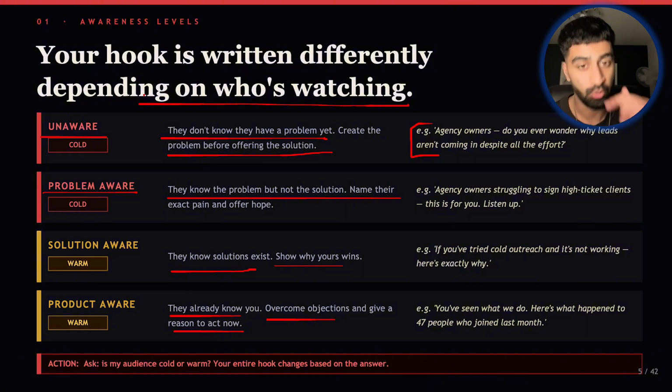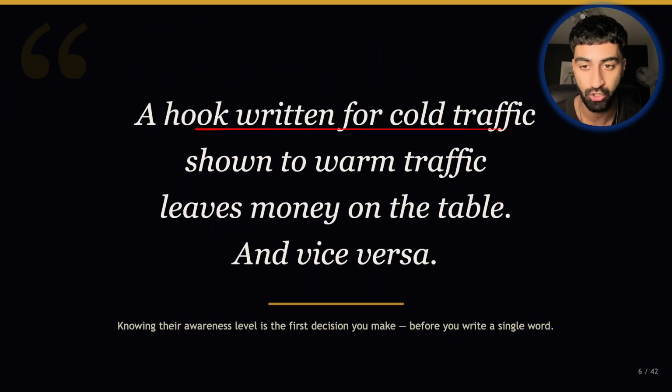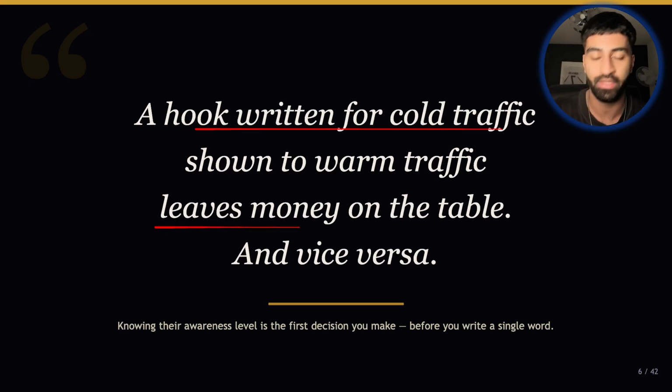You pick which one of these your clients fit into, and you want to make sure your VSL script follows the same flow. So if they're unaware, you want to go with the flow of them being unaware. Like, you know that they're unaware, you know they're product aware, etc. Okay? A hook written for cold traffic shown to warm traffic leaves money on the table and vice versa. So that's why I started off with that, because it's quite important, right? You can see from this, the hook.